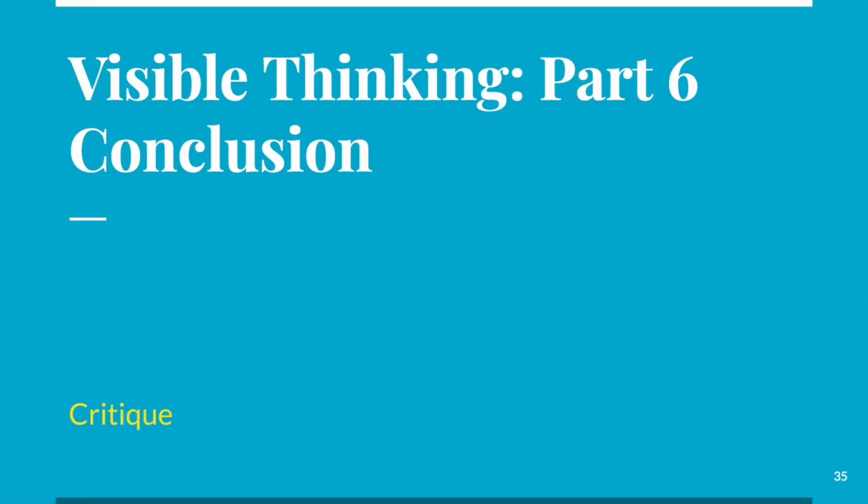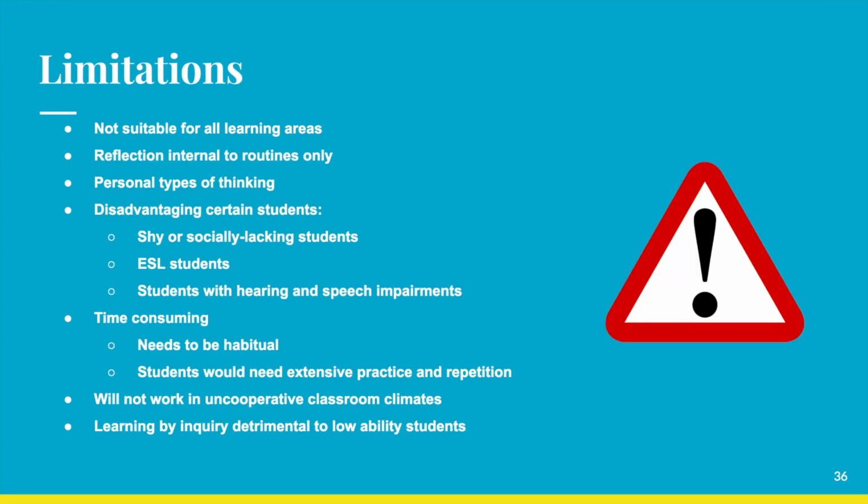Now to wrap up, we will examine the limitations of the visible thinking framework. Firstly, not all of the 21 thinking strategies that were proposed would fit all learning areas. For example, the thinking routine of color, symbol, image would work great for an English classroom, but would be rather useless for a mathematics classroom. Visible thinking also only allows for reflection to be internal to the routines, and does not explicitly designate time for students to reflect on their learning.